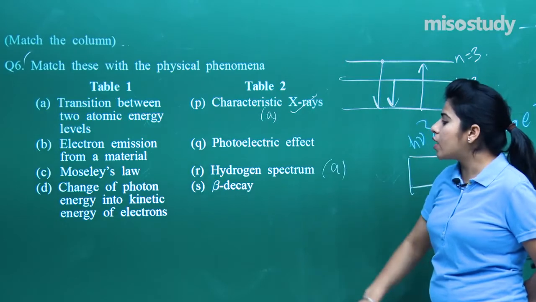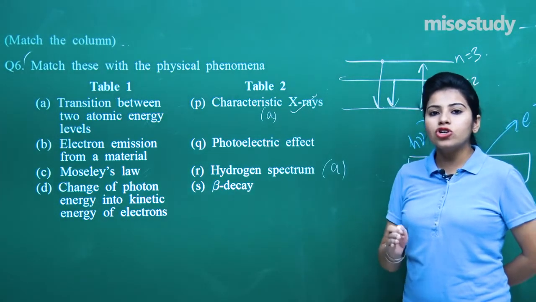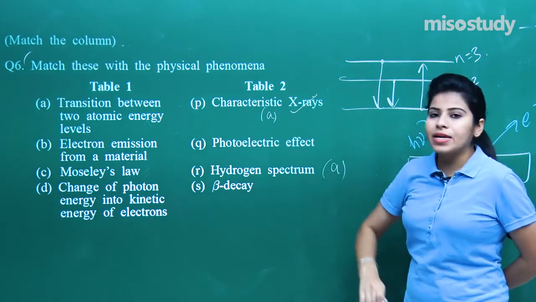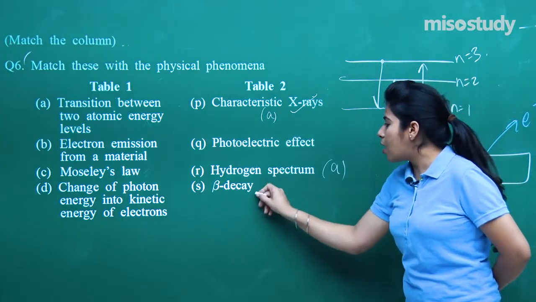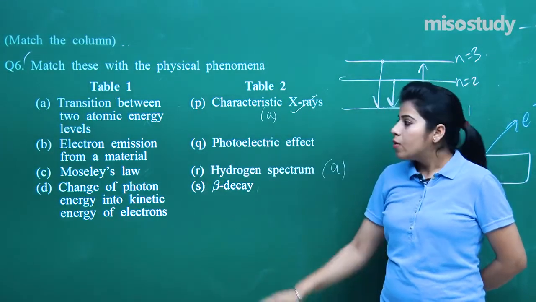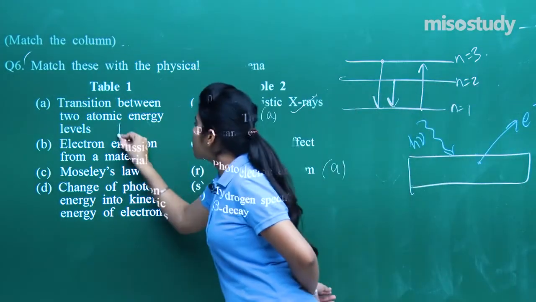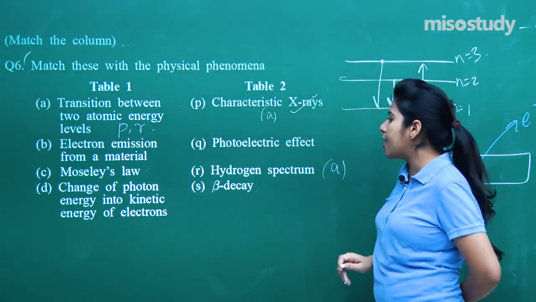Now the fourth one, beta decay. Beta decay is what? Not a transition of electrons between energy levels. Transition between two atomic energy levels cannot be beta decay. So it cannot be the answer for A. For the option number A, we are having P and R. So you can write here P and R are the correct answer for option number A.